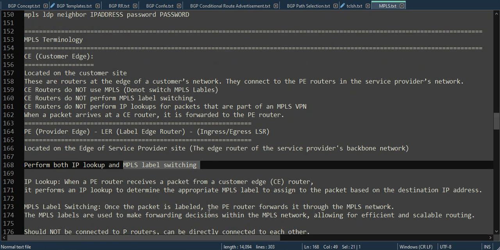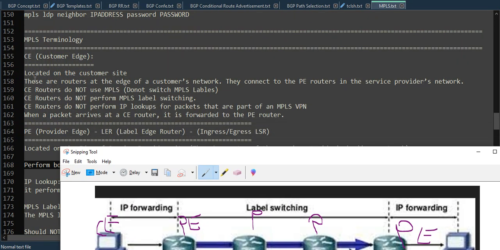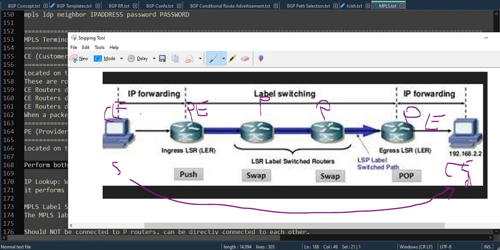Located on the customer side are the customer edge routers, or CE routers. These are routers at the edge of the customer network. They connect to the PE routers in the service provider network. Customer edge routers are always connected to our PE routers.